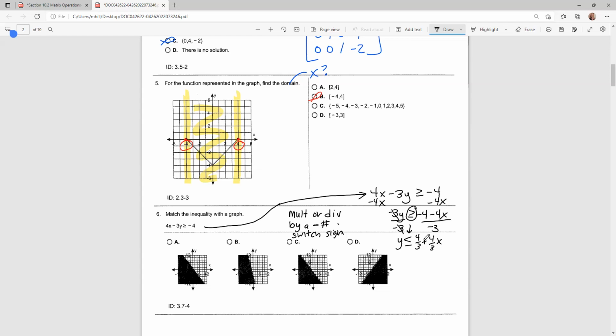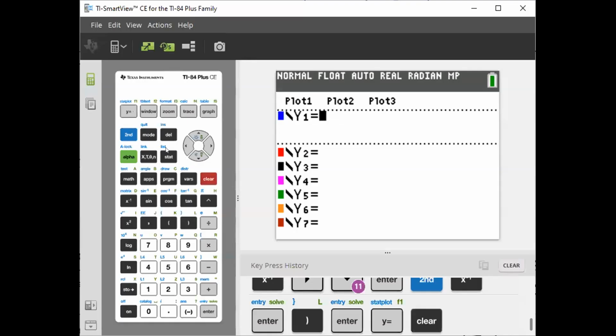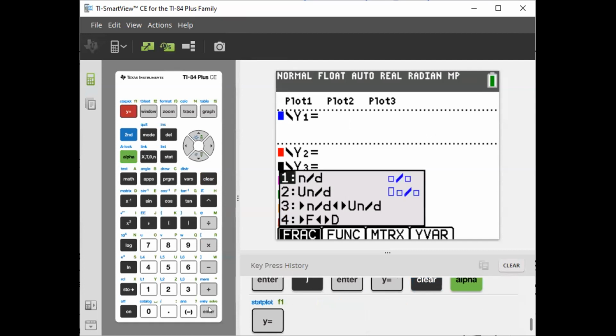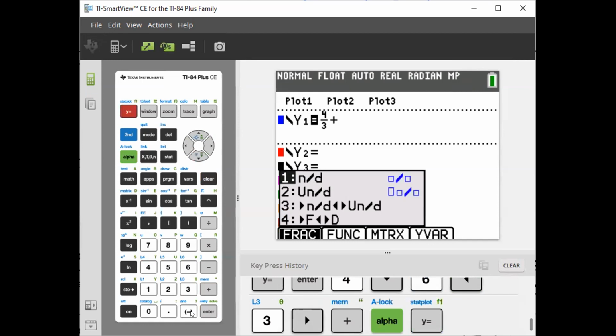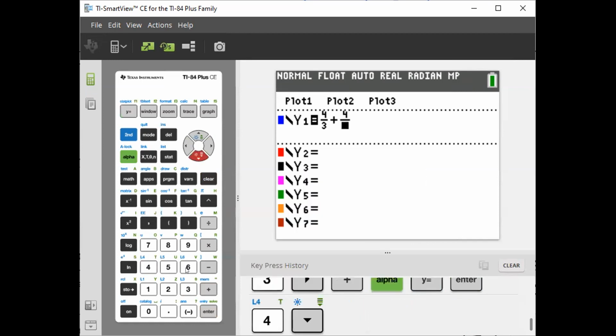At this point, I'm just going to go to my graphing calculator. And I'm going to say, well, I need to figure out what this line looks like. So I could just go to y equals and just type in that line. 4/3, not 6, sorry, plus... okay, and I could just graph it.